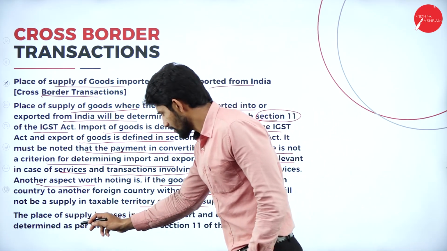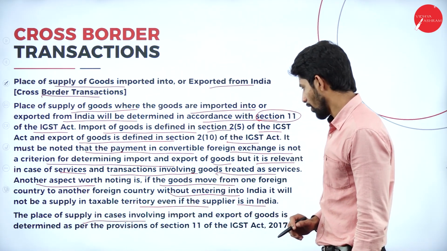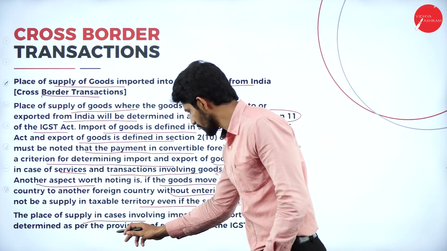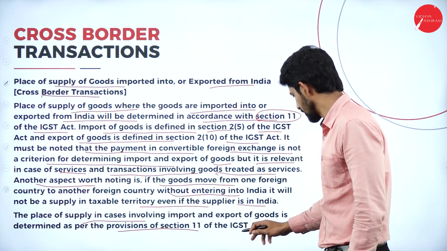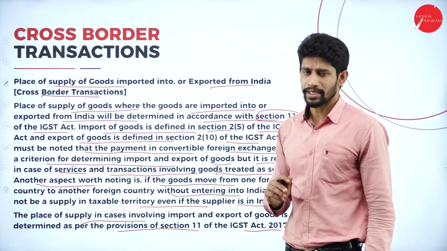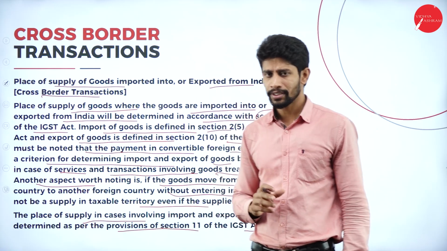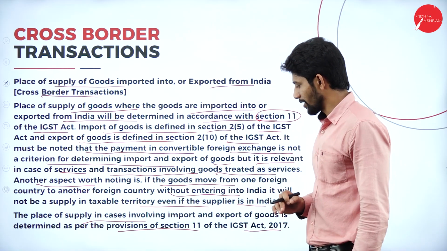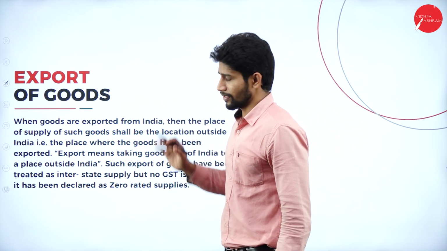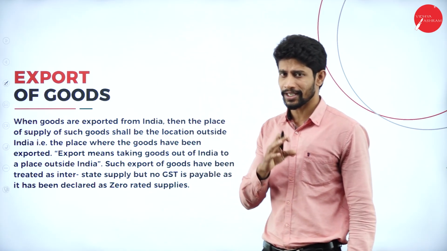Next, the place of supply in case of import and export of goods is determined as per the provisions of Section 11 of the IGST Act 2017. So the imports and exports will be determined as per Section 11 of the IGST Act 2017. Here we will get to know how we are going to determine the exports.